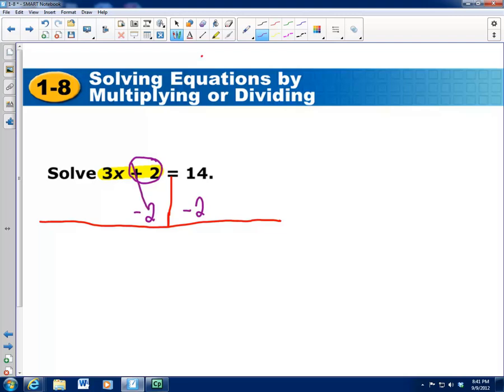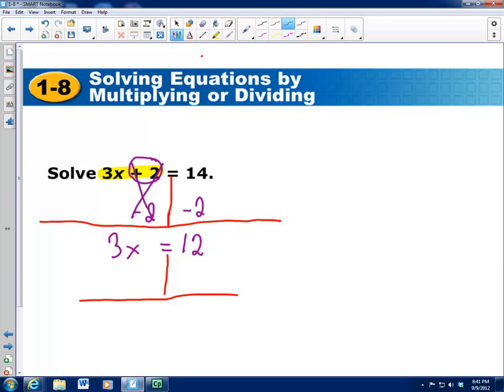So these 2's are going to cancel each other out, go away, which is going to leave me with 3x, which is 3 times something, equals, well, 14 minus 2 is 12. Okay, which you guys can probably already recognize the answer to this, but again, I'm going to continue working. I'm going to do another balance beam.